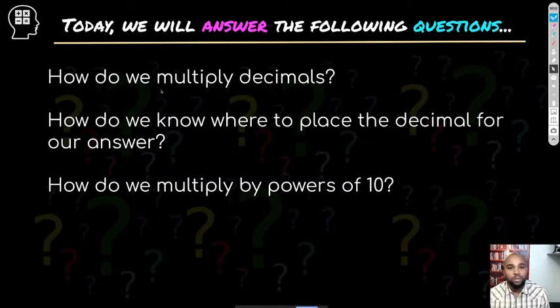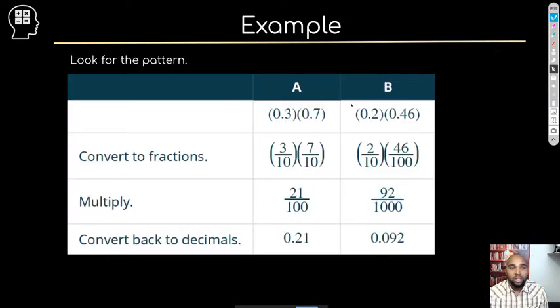First, how do we multiply decimals? How do we know where to place the decimal for our answer at the end? And how do we multiply by powers of 10? All very important topics. Let's get to it.